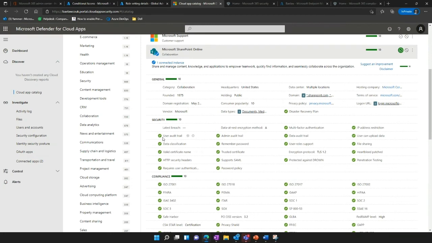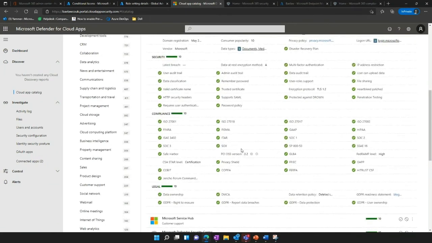So what it aligns to, does it enforce multi-factor authentication? Does it have IP address restrictions? Does it allow for file sharing? All of these things have been assessed, and you can individually look at these items to see where this particular cloud app stands in that grander picture. And a lot of the assessments can be used here as well, just to view those.